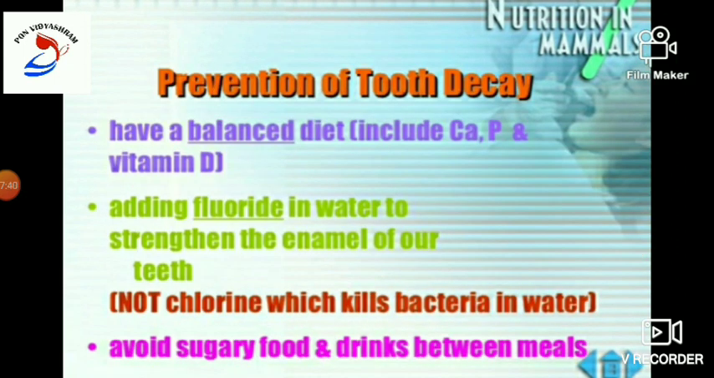How can you prevent tooth decay? Have a balanced diet. Include calcium, phosphorus and vitamin D. Add fluoride in water to strengthen the enamel of our teeth. Not chlorine, which kills the bacteria in water. That is for water, not for humans. Avoid sugary food like chocolates and drinks between meals. So, chocolates, sweets, soft drinks and other sugar products are the major culprits of tooth decay.